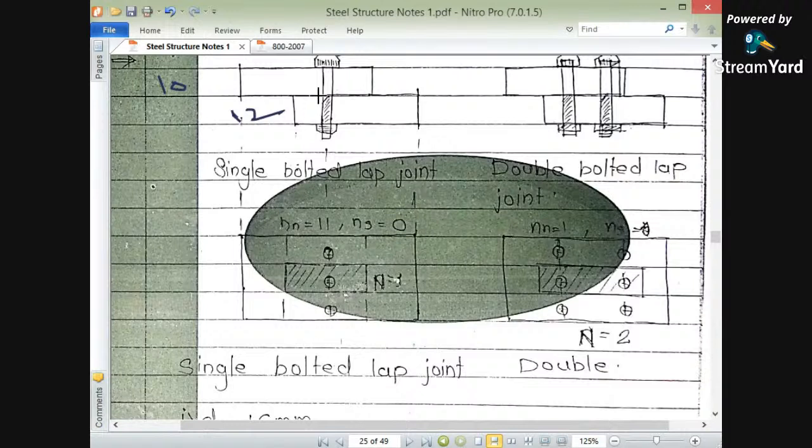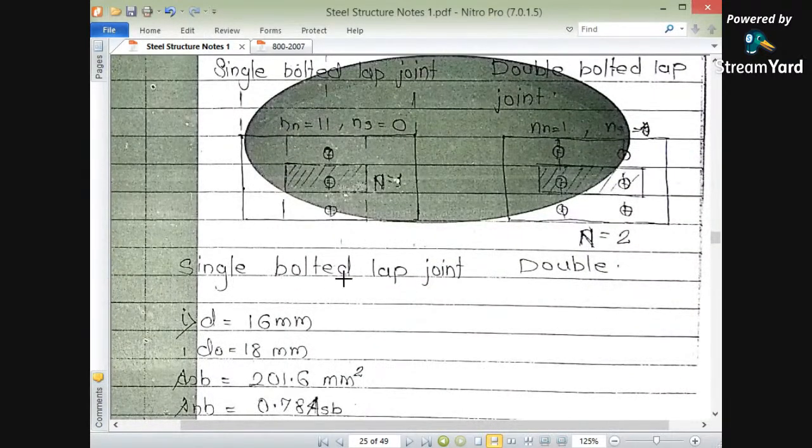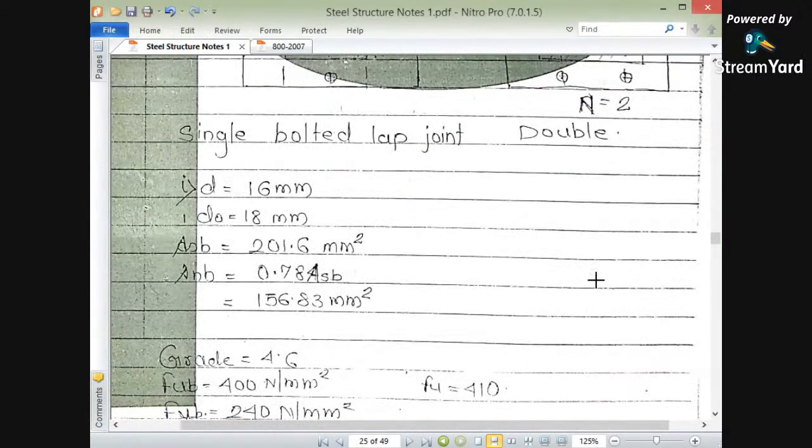So single bolted lap joint. Here the shear plane is one, and there is no shank area, so NS is 0 and NN is 1. We are not considering the shank area, we are considering the threaded area. Therefore NN is 1 and NS is 0. Here there is a single bolted lap joint, and here it is a double bolted lap joint.